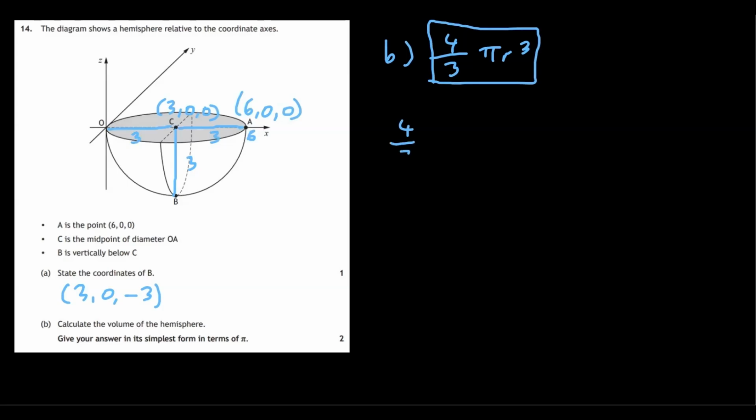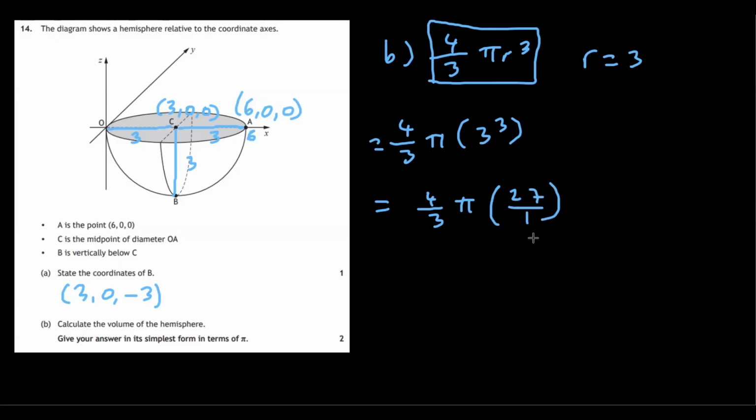So that would be 4 over 3 pi times 3 cubed. So 3 is the radius. So that would be 27 times 4 over 3. So it would just be 4 over 3 pi times 27. I'm just going to write the 27 as 27 over 1. That's a well-known trick when you want to simplify a number times a fraction. So the 3's would cancel, and we're left with 9 times 4 times pi, so 36 pi.